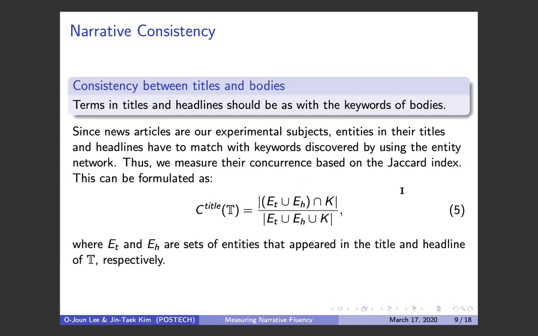The third one is about the consistency between titles and bodies. Terms in titles and headlines should be the same as the keywords of bodies. Therefore, we apply the Jaccard index between the terms in titles and keywords of bodies. For these three measurements, we aggregate them simply by using the arithmetic mean.